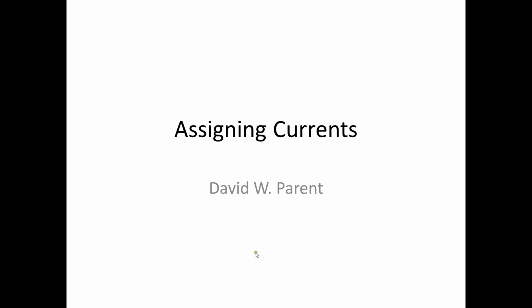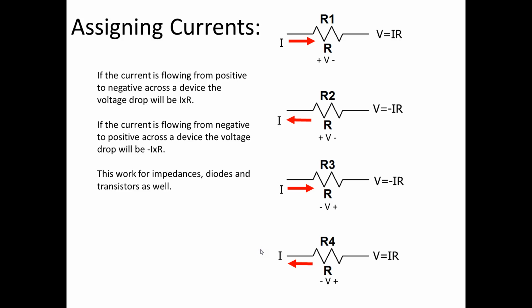Assigning currents. When we assign the currents, we usually have I going from positive to negative across the definition of our resistor. And when we do that, we get V equals IR. But sometimes we will end up assigning a current going, instead of from positive to negative, from negative to positive. And in that case, we define it as V equals minus IR.